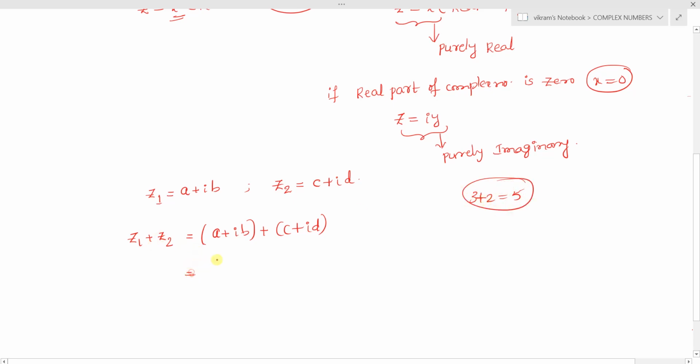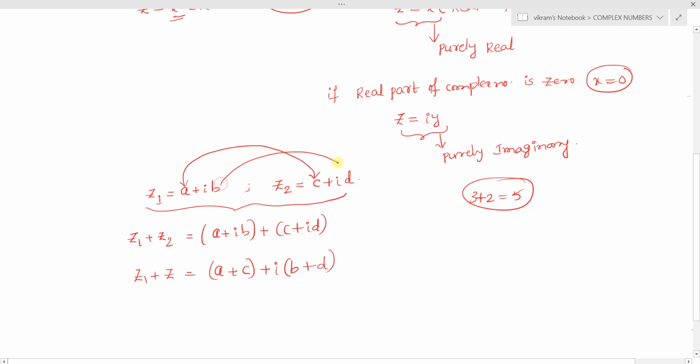For this, if we go on adding, we will get a plus c, and if I take i as common, then I can write b plus d. So z1 plus z2 can be written as a plus c and iota times b plus d. That means when two complex numbers are added, the result is obtained by adding the real parts of the two complex numbers and adding the imaginary parts of the two complex numbers.